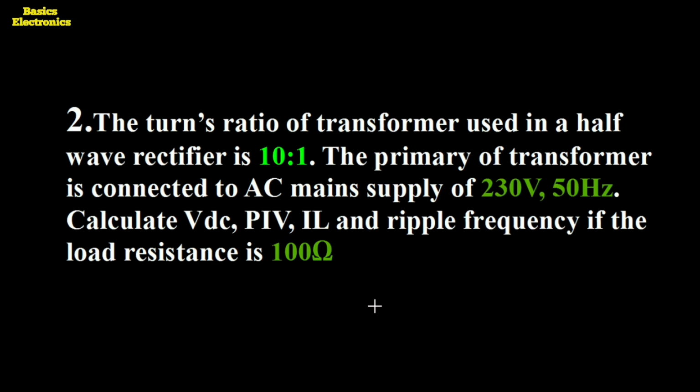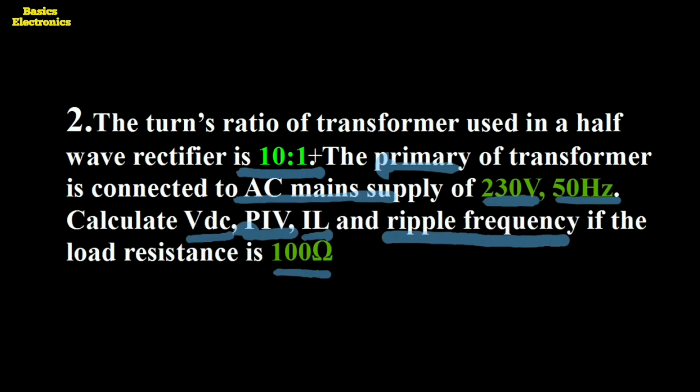First we read the example carefully and then we take the data from it and we write down all this data, as well as we write down what we have to find out and what we have to calculate. Okay, so here the turns ratio is given. What is given? The turns ratio of the transformer is given. So that turns ratio is equal to 10:1.